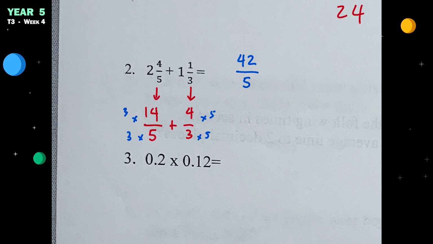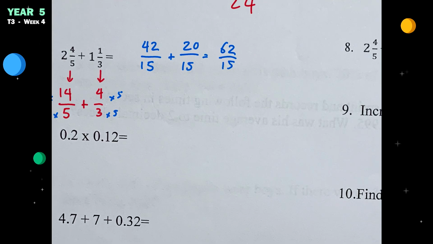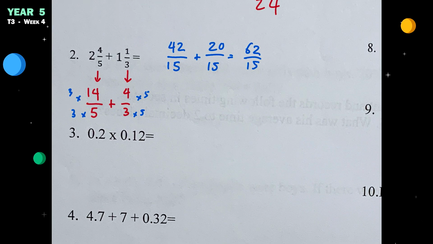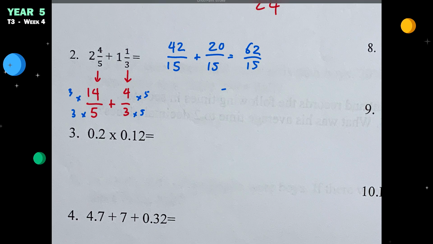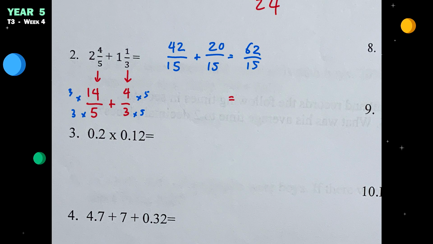42 over 5 plus 42 over 15, plus 20 over 15. And you can see that's going to be 62 over 15. Now we change that back from an improper fraction into a mixed numeral. How many 15s in 62? That'll be 4 and 2 15ths left, because we got 15, 30, 45, 60. So there's 4 15s in 62 and remainder 2.